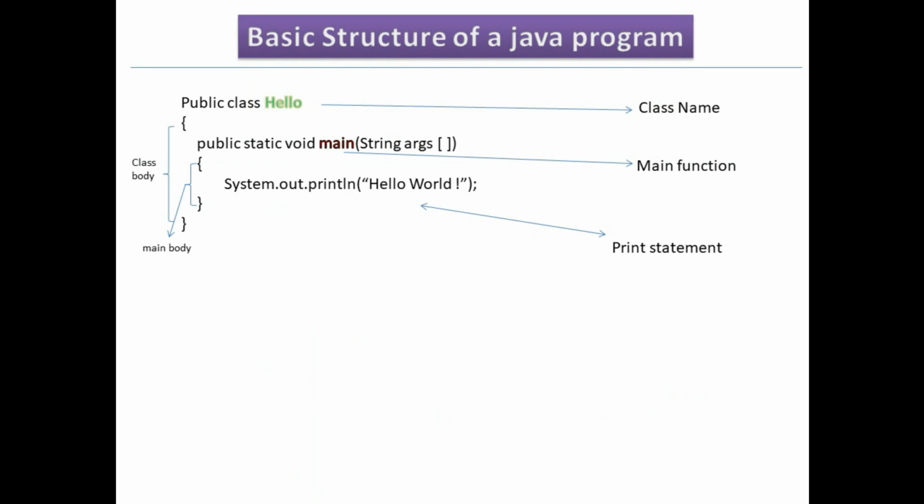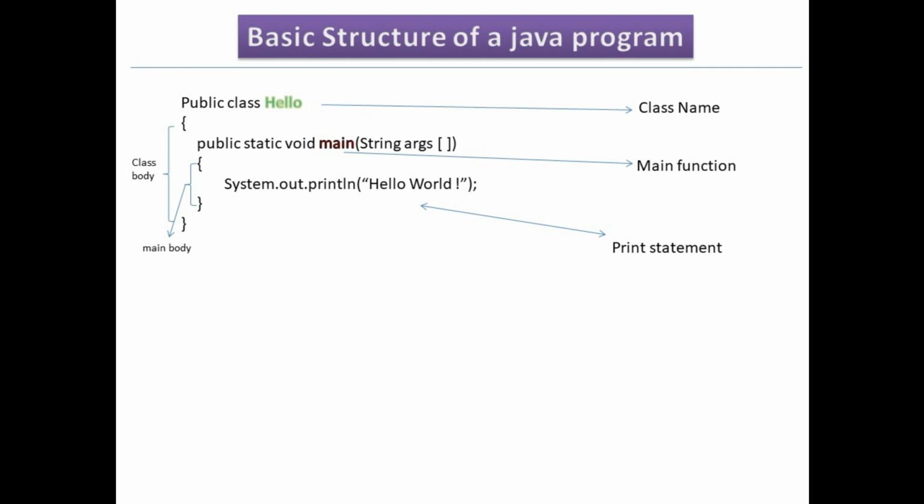Now let's talk about how the basic structure of a Java program looks like. So to start any program, you need to make a class and give it a name, preferably with the first letter as a capital letter as per the Java naming convention. But you can give your class name starting with a small letter also. After that, you have to give a curly brace. This opening and closing curly brace specifies the scope of a block.